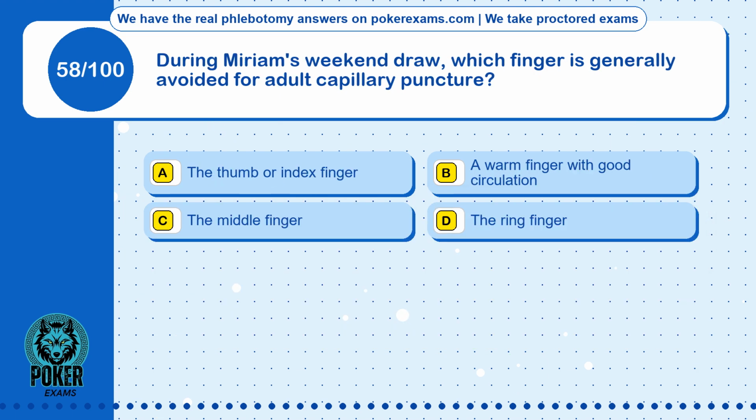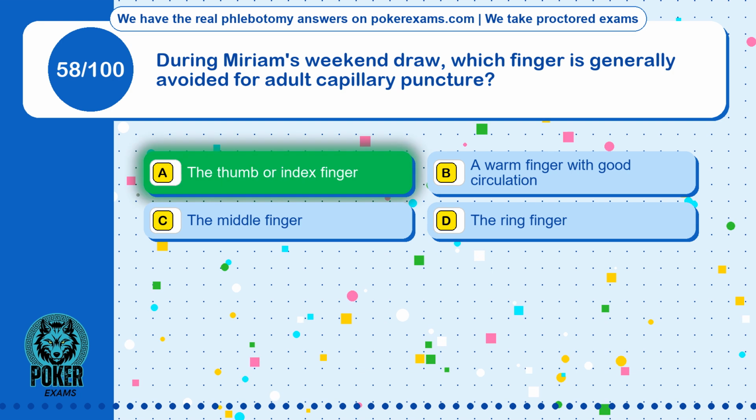Question 58. During Miriam's weekend draw, which finger is generally avoided for adult capillary puncture? Option A. The thumb or index finger. Option B. A warm finger with good circulation. Option C. The middle finger. Option D. The ring finger.